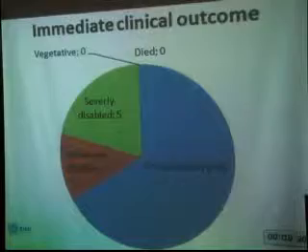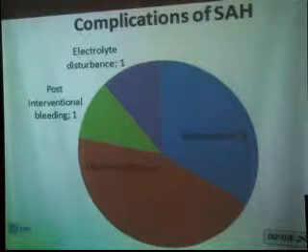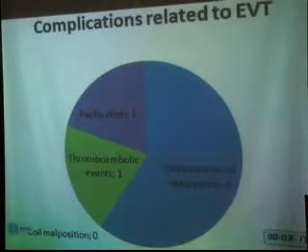For the immediate clinical outcome, we had a good recovery in 16 patients. For complications of subarachnoid hemorrhage, we had vasospasm in 3 patients and hydrocephalus in 4 patients. For complications related to endovascular therapy, only 3 cases had device-induced vasospasm, 1 thromboembolic event, and 1 perforation. I will present only 2 cases of our work.